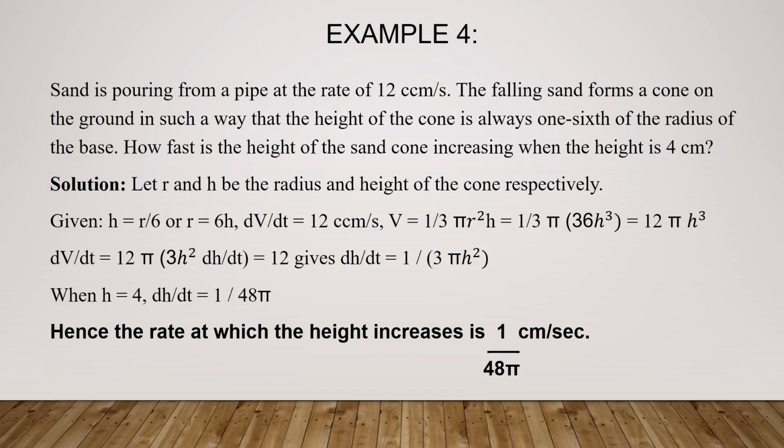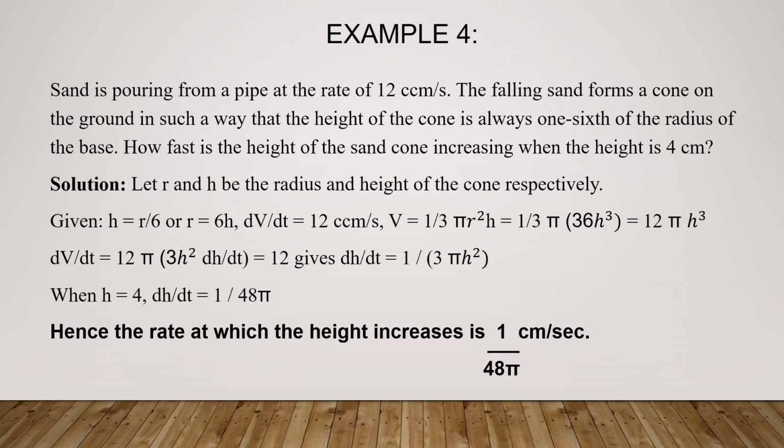Volume of cone formula is 1 upon 3 pi r square h. So now you try to convert in one of the variables, correct? Either h to r or r to h. So over here we put r is equal to 6h. So volume is 12 pi h cube.